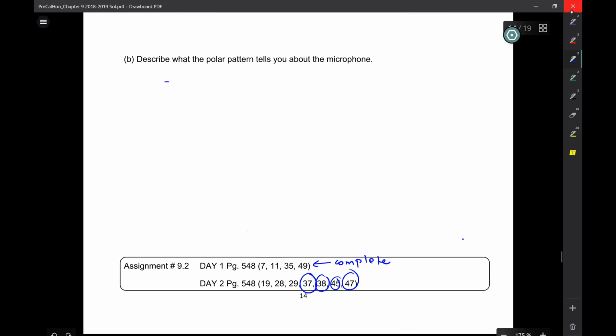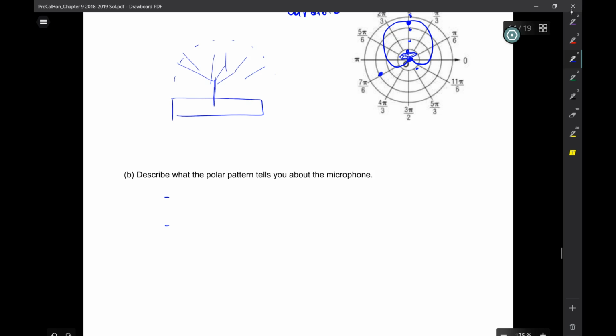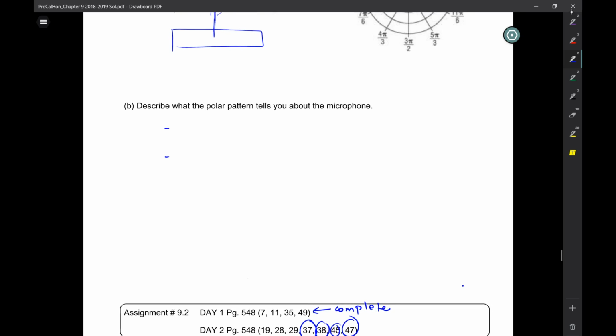Eli? Where is the start of, like, where's the microphone? Here, at the origin. At the pole. So, what does this tell you about the microphone? That basically, what's the farthest north that it's going to pick up sound? Right. So it'll pick up sound up to 7 units directly ahead.